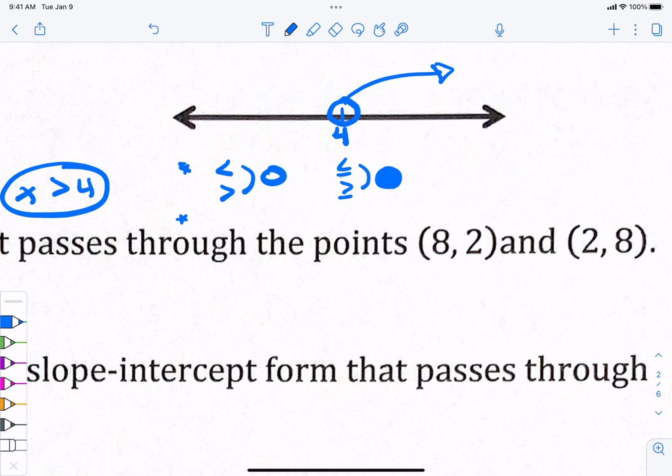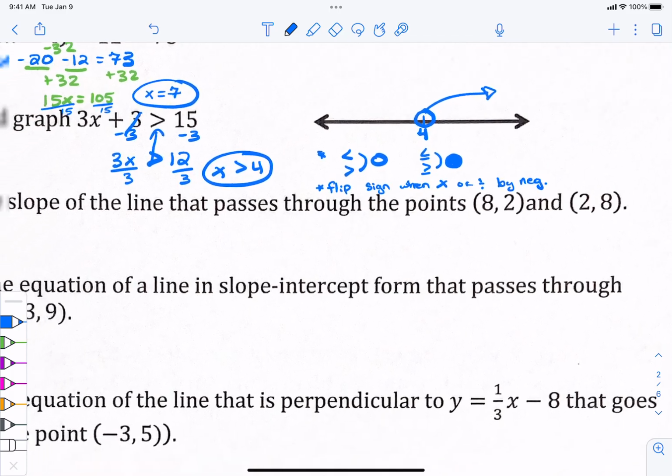There's something funky that happens when we're solving for these, and it has to do with flipping the sign. When do you flip the sign? When you are multiplying or dividing by a negative. So don't forget that. We didn't do that here, but sometimes you might encounter that. So where you have to multiply or divide by a negative, be careful.